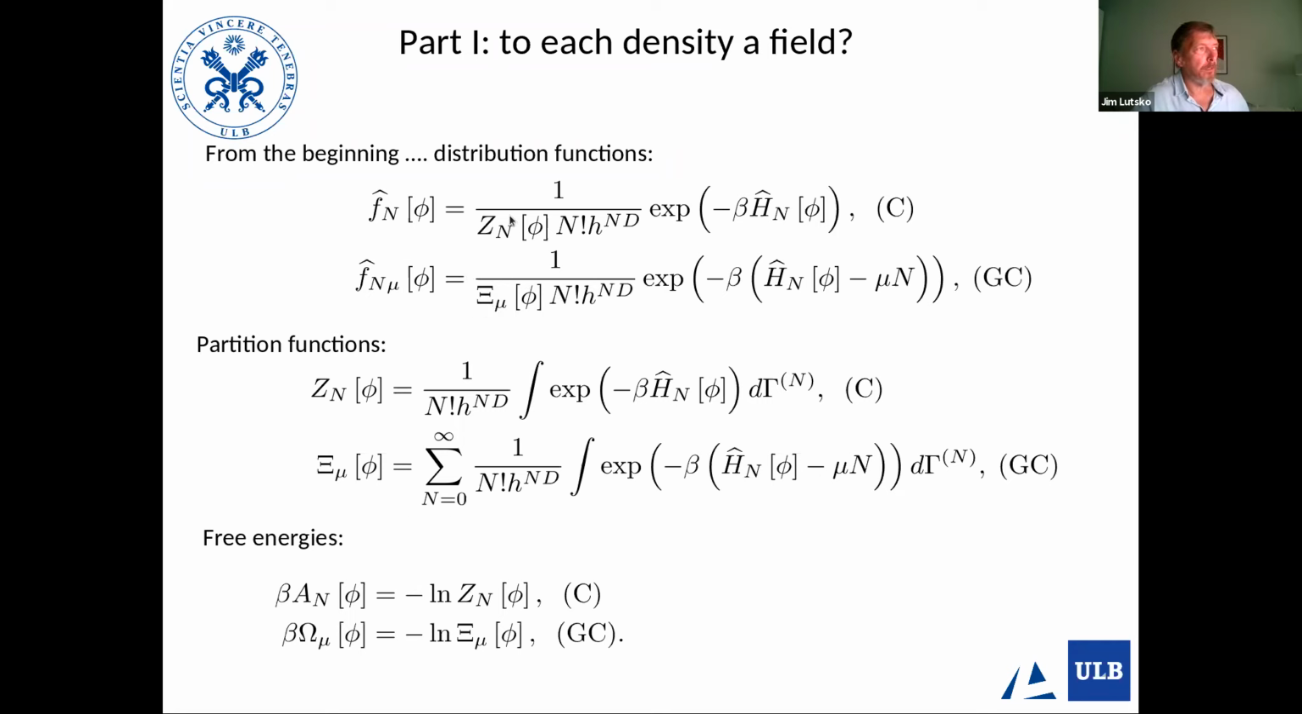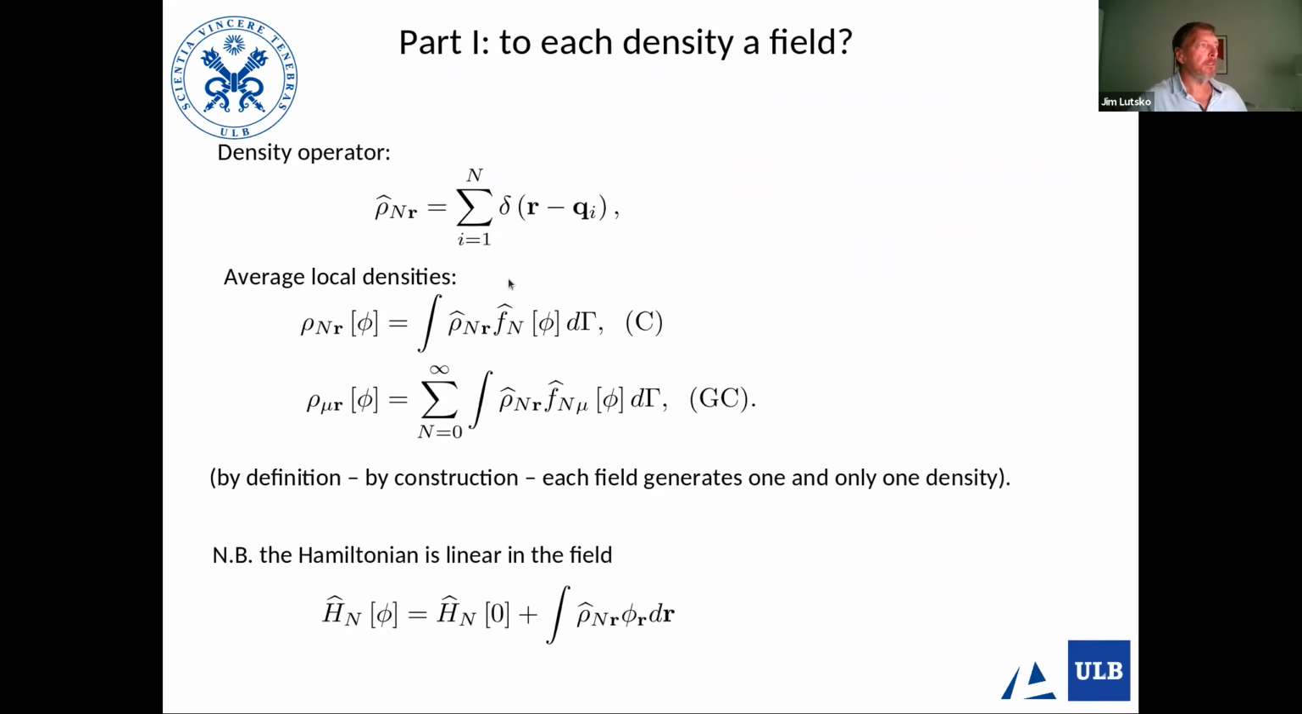You could write both of these in the same way by replacing the integrals by a trace. Here the trace would just include the sum over particle number as well. And of course, from these we have the free energies, which are equal to minus the log of the partition functions.